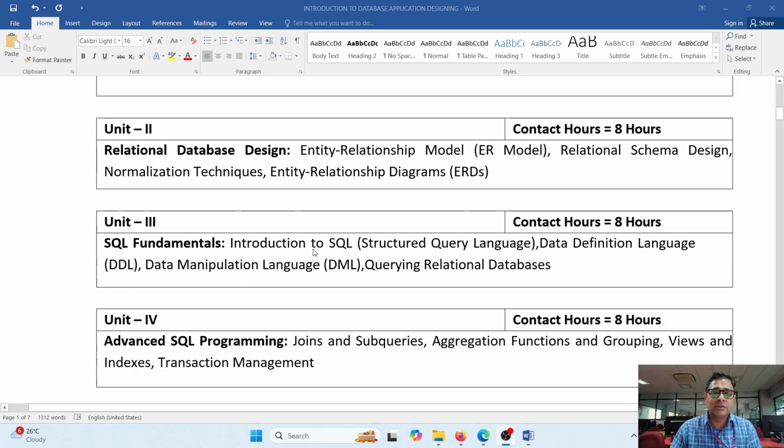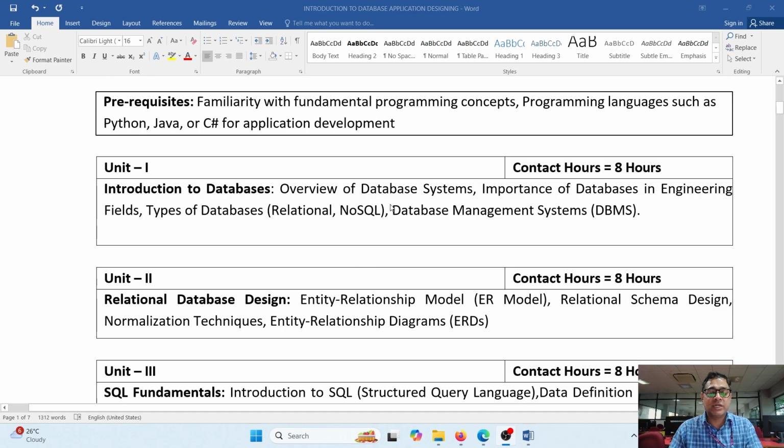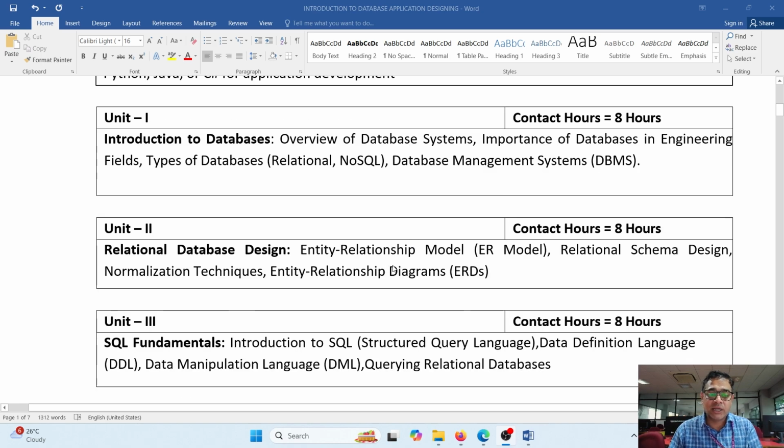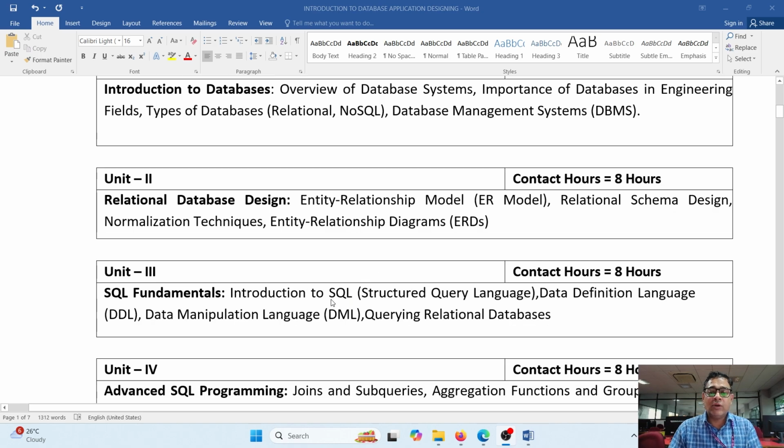And in the third unit, once in the first unit we study the basic things, in the second unit we try to establish the relationship. Now in the third unit, once our database is ready, we need to study a query language that is called SQL, structured query language, which covers two important aspects, DDL and DML. So DDL stands for data definition language and DML stands for data manipulation language. These are the two parts of SQL.